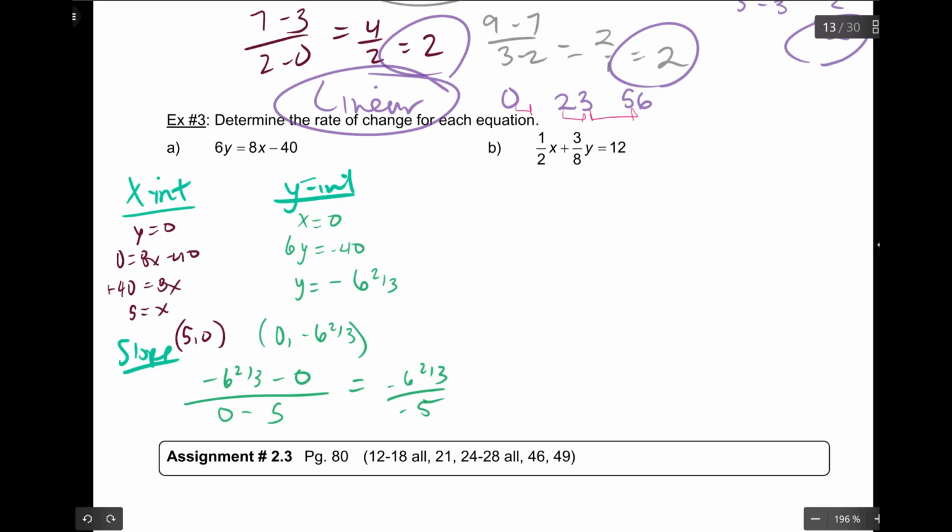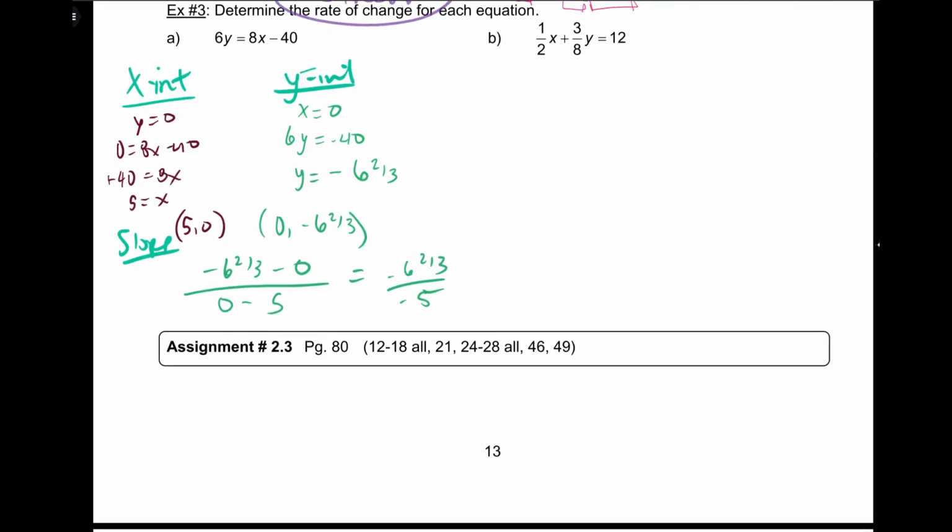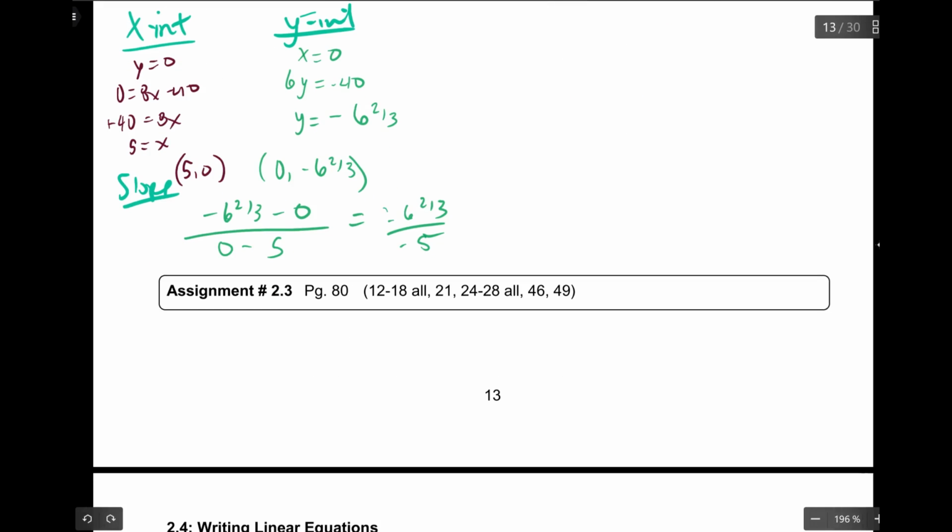Yikes, that's kind of ugly. You could leave it like that, or I could move this into fractions. The negatives cancel out. 6 and 2/3 is the same as 20 over 3: 6 times 3 is 18 plus 2 is 20. Divide by 5. Dividing by a fraction is the same as multiplying by the reciprocal. So I see that this is actually equal to 4/3.